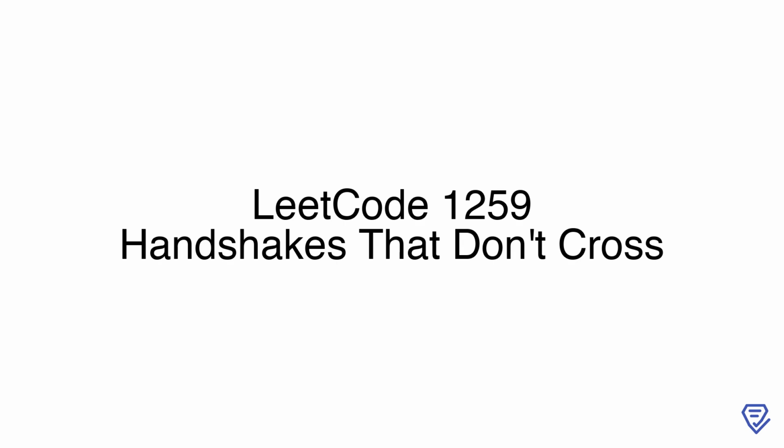Welcome! In this session, we'll explore problem number 1259, handshakes that don't cross. This is a fascinating problem that challenges us to think critically about combinatorics and dynamic programming. Let's dive in and see how we can solve it step by step.